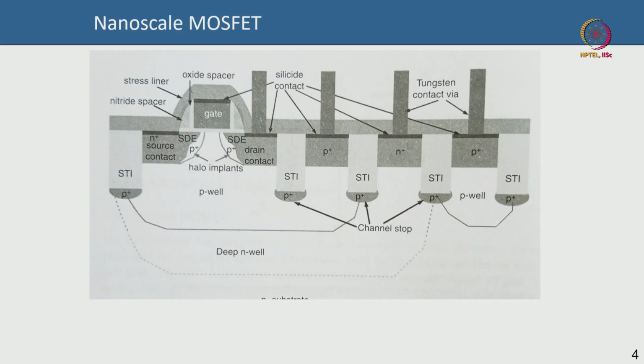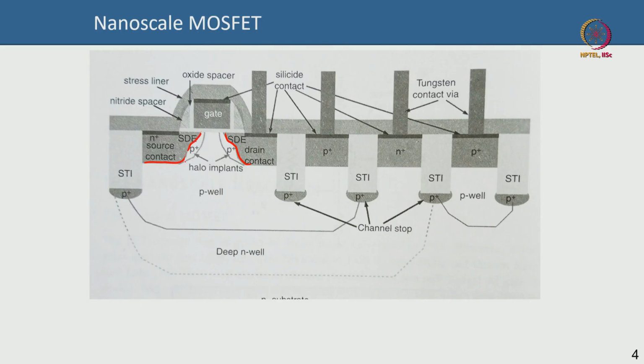So, let us take a look at the image here. In this image, what we are looking at is a typical schematic of a nanoscale MOSFET. You can see that this is the gate, of course. This is a highly doped source contact, that's a highly doped drain contact, and you can see that there is a slight extension here, that's the source drain extension.